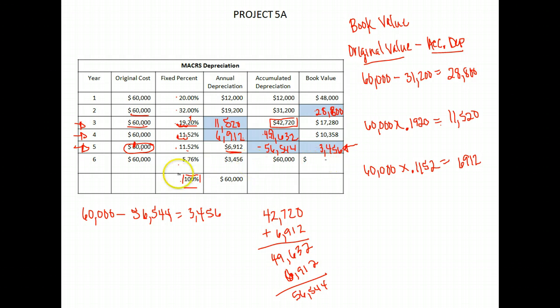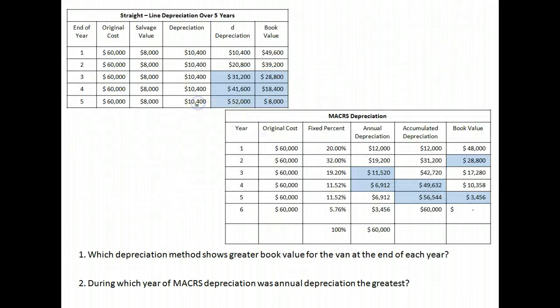Okay, and then in our last year, notice we can double check it depreciates by the rest. Okay, the rest of its value is gone, and that's why this is blank, because it's just a value of 0. That's how this type of depreciation works. It totally depreciates and is worth nothing. Okay, so now that our charts are filled out, they have a few questions they want us to look at.